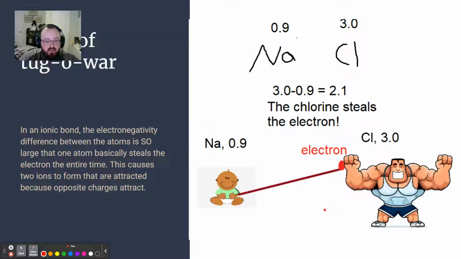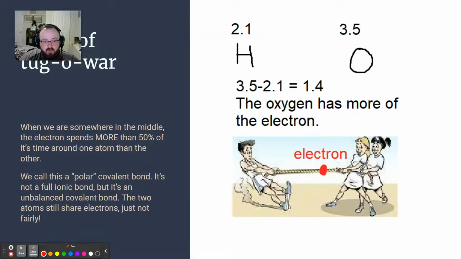In an ionic bond, you have a very, very strong electronegative atom and a very non-electronegative atom, which is sodium. So this is like a super buff guy who's going to steal this electron from a baby. Okay? And because he steals this electron, he is going to become negatively charged. Because this baby lost an electron, it's going to be positive charge, and there's an attraction force from the charges.